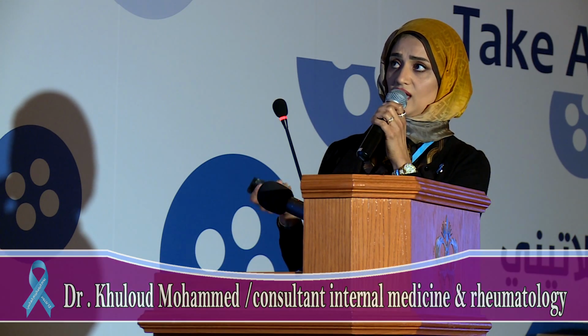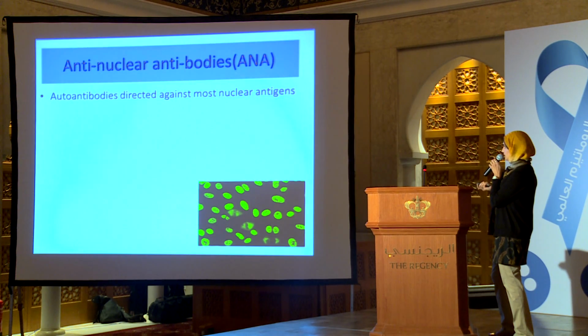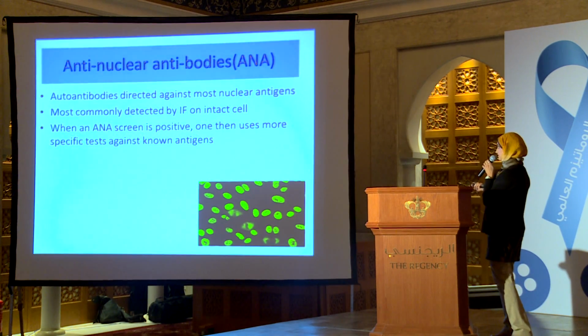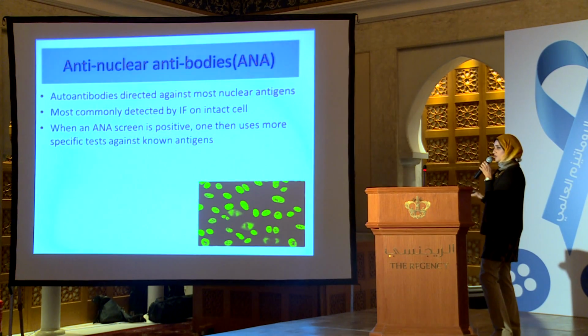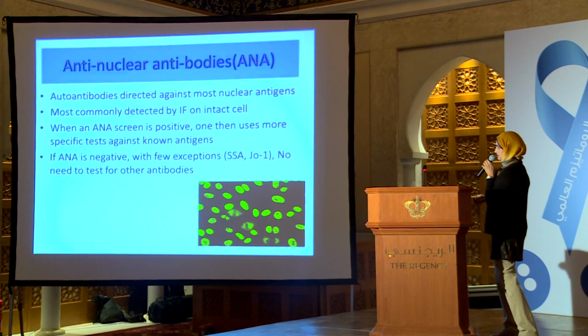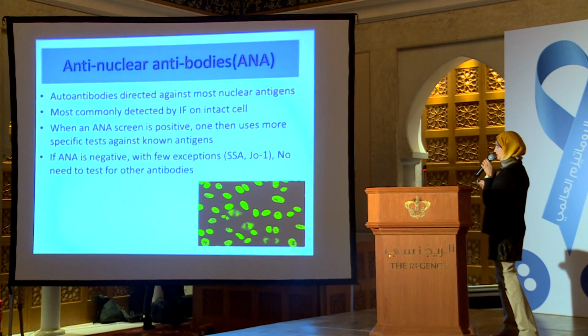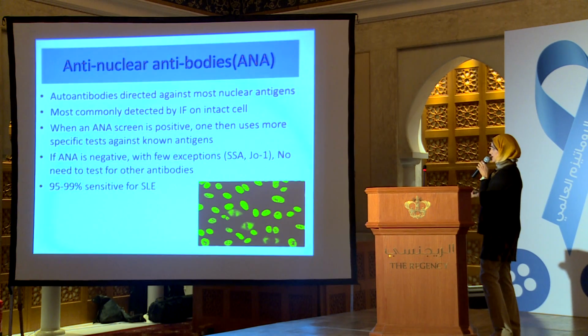So next is ANA. ANA is the autoantibody directed against most nuclear antigens and is most commonly detected by immunofluorescence on intact cells. If the ANA screening is positive, then we have to go and ask for more specific antibodies directed against the antigens, the extractable nuclear antibodies. If it is negative, with a few exceptions like anti-Ro or anti-Jo1, then there is no need for other antibodies.